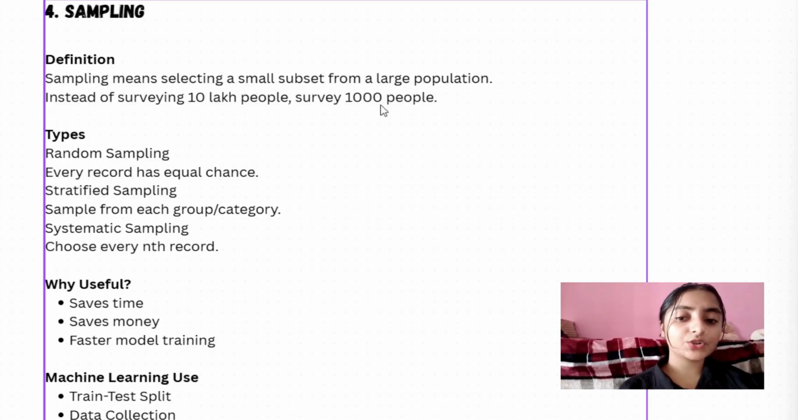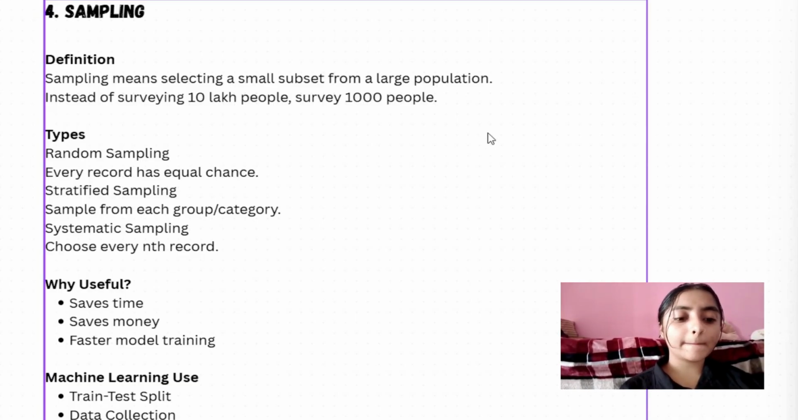So the definition: sampling means selecting a small subset from a large population. Instead of surveying 10 lakh people, we survey 100 people or 1000 people. So we are taking a subset from the large population. Instead of analyzing the entire population, we analyze a small representative group.